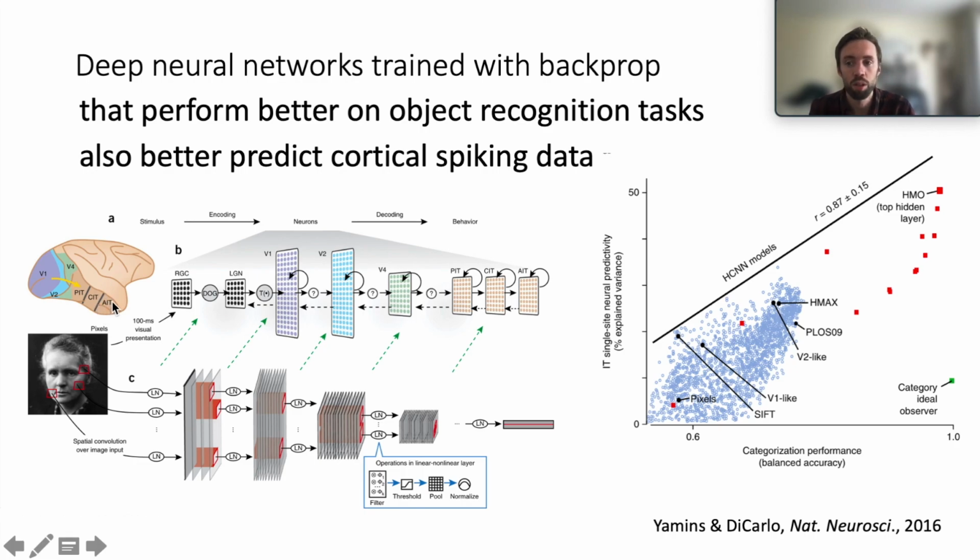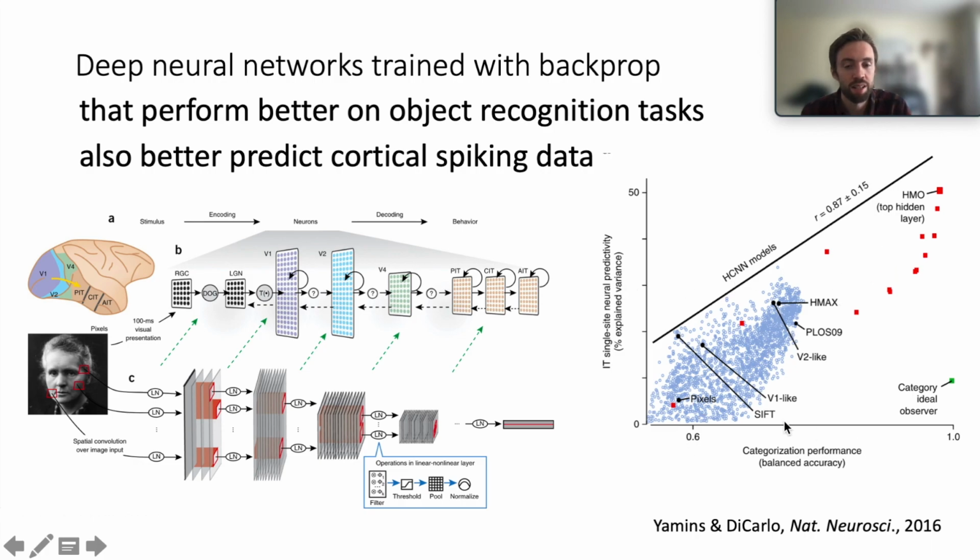Here they were studying the monkey brain, and this was particularly interesting because previously they were quite good models of early parts of the visual system, but models were much worse at explaining neural activity in these higher parts of the cortex. And what they found remarkably was networks that performed very well on the object recognition task that were not created to explain neural data also did extremely well at predicting neural activity in these higher object recognition brain areas, such as IT.